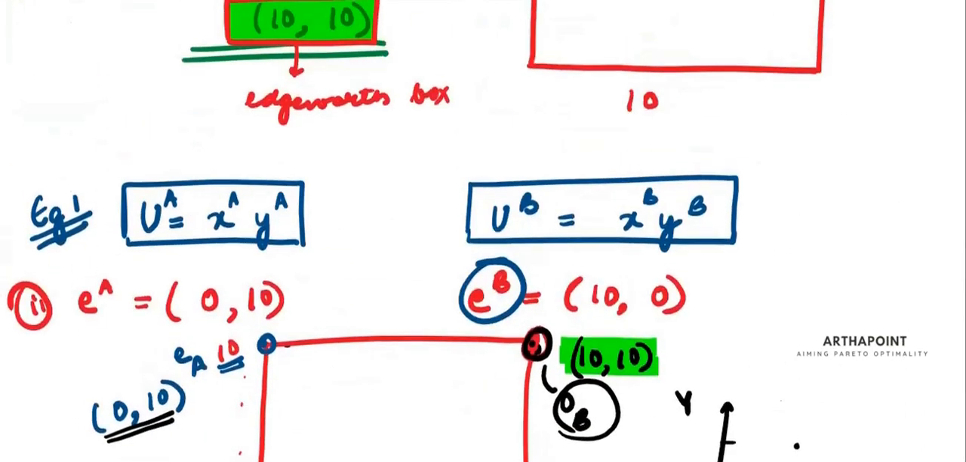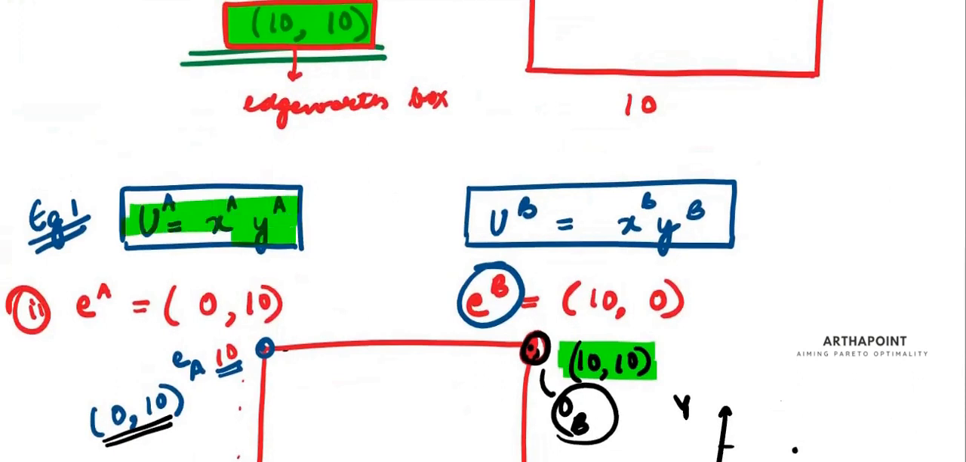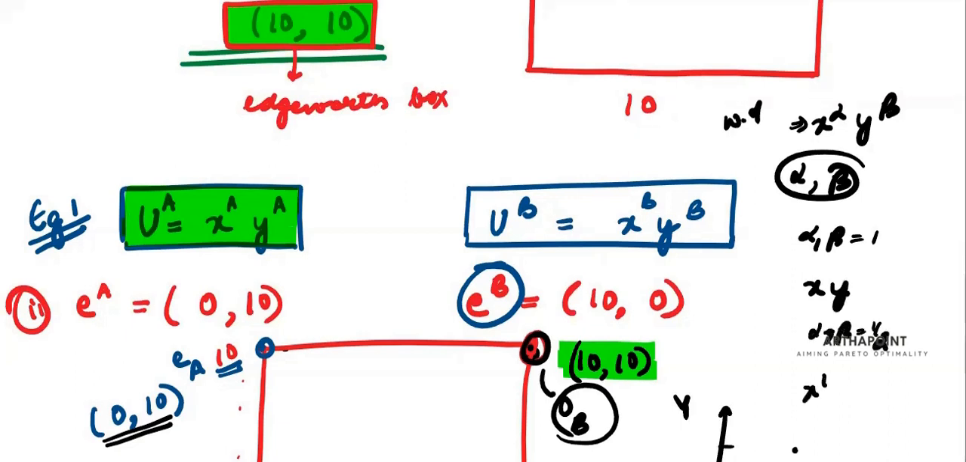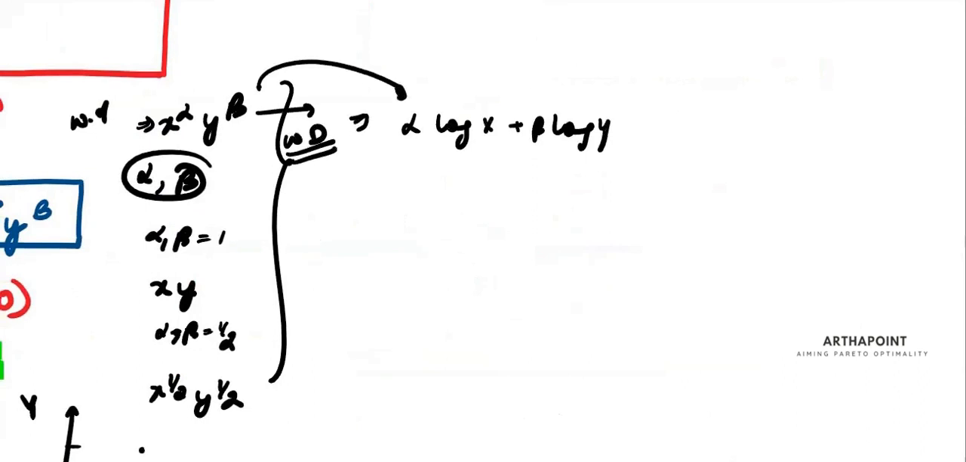And because his preferences are well defined, this is a Cobb-Douglas indifference curve because it is x, y, right? So what is a Cobb-Douglas indifference curve? We know x to the power alpha, y to the power beta. This is a well-defined indifference curve where alpha and beta can be anything. So if alpha and beta are 1, I get x into y. If alpha and beta are half, I get x to the power half, y to the power half. I could very well rewrite this as alpha log x plus beta log y. This is also well-defined preferences because this is just a monotonic transformation.